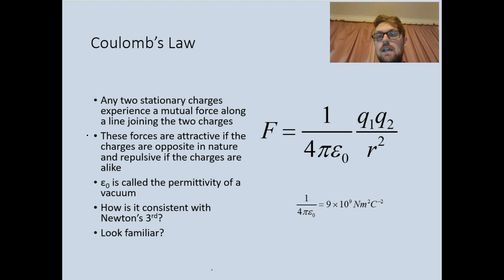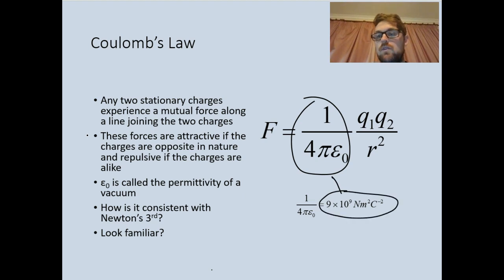As I've said, this part here, 1 on 4 pi epsilon naught, is a constant, and the value of it is right here, and that's going to be given on the formula sheet. You don't need to remember that. We have Q1 and Q2. Q1 and Q2 are the values of the charges, and they're measured in coulombs, and we'll talk about that in a moment. And R is the distance between the two charges. So if you're given a question, you'll be given all of these numbers.